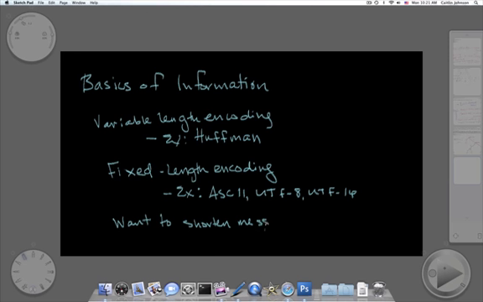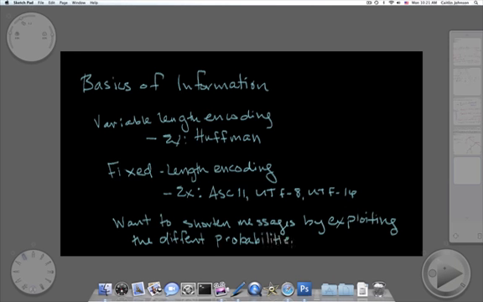And the bottom line is that we can shorten overall message lengths by exploiting the fact that there are different frequencies or probabilities that different symbols will occur. For instance, E's are more common than Q's, so we'd want to devote fewer bits for an E.